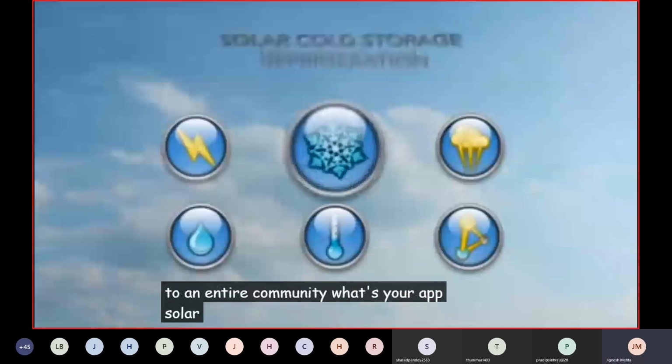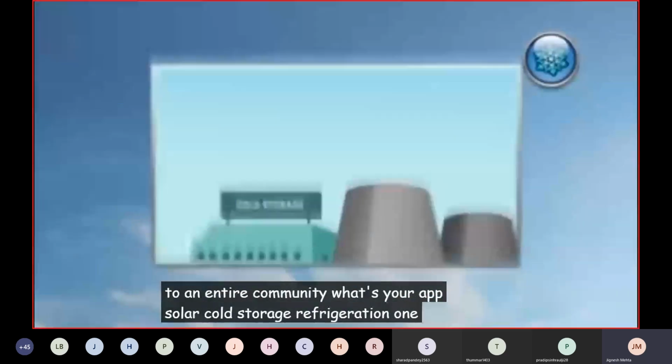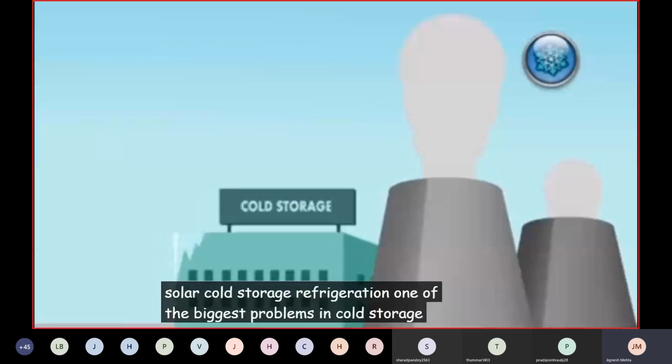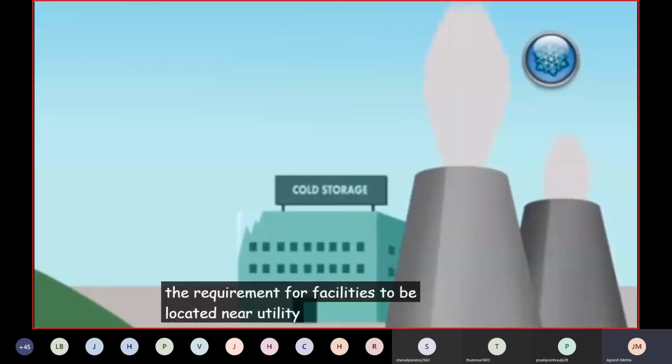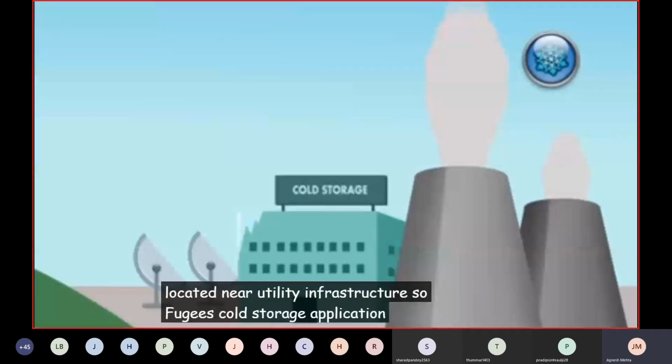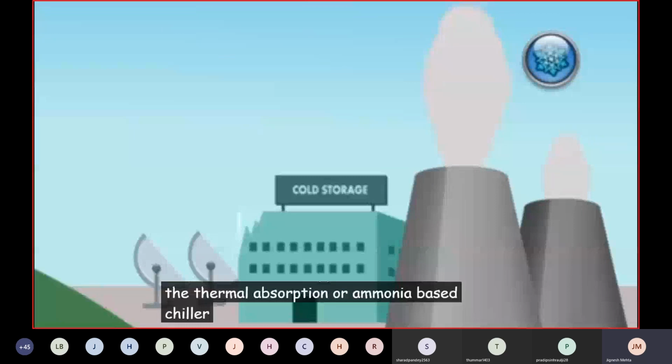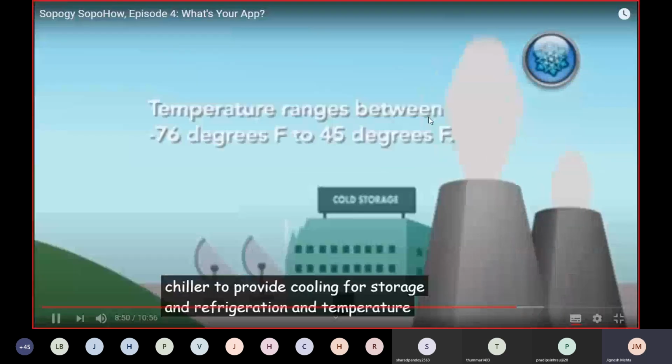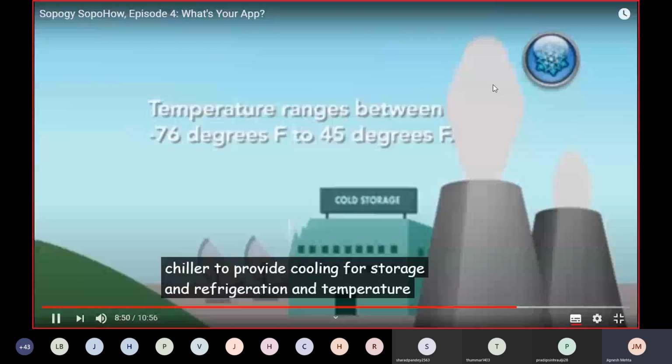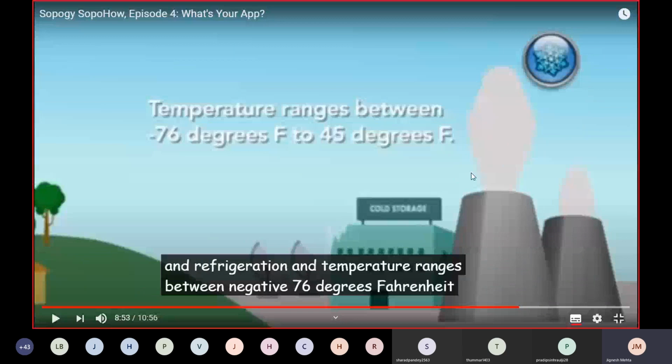What's your app? Solar cold storage refrigeration. One of the biggest problems in cold storage is the requirement for facilities to be located near utility infrastructure. Sopogy's cold storage application drives a thermal absorption or ammonia-based chiller to provide cooling for storage and refrigeration in temperature ranges between -76 degrees Fahrenheit to 45 degrees Fahrenheit. So this is talking about an ammonia vapor absorption refrigeration system being run with the help of the heat provided by the small size collectors. They are using the word micro CSP, a small size parabolic trough type of collector.